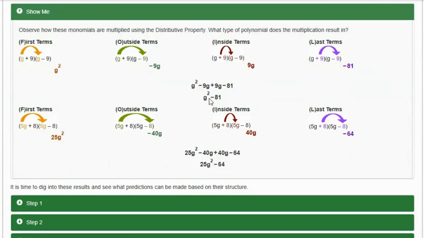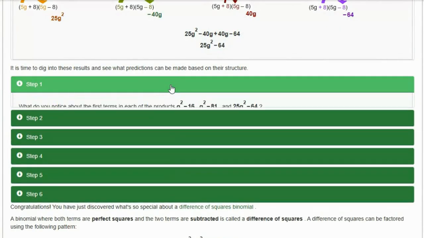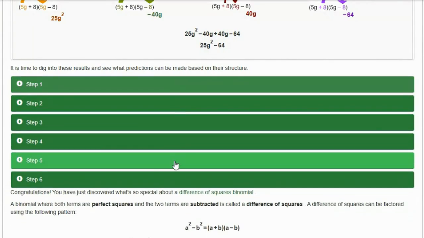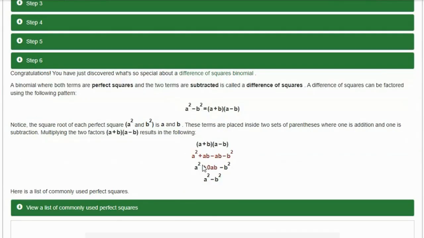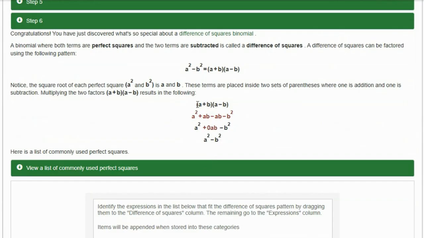So they're doing those two, the g plus 9, g minus 9, to show it's g squared minus 81. The 5g plus 8, 5g minus 8, to show it's 25g squared minus 64. Then they start looking at what does that mean? So we've already kind of done that on paper, so I'm not going to spend a lot of time with that. But here it is with the a's and b's, a plus b, a minus b, where it's a squared minus b squared. So the square root of each perfect square is a and b, a squared and b squared.